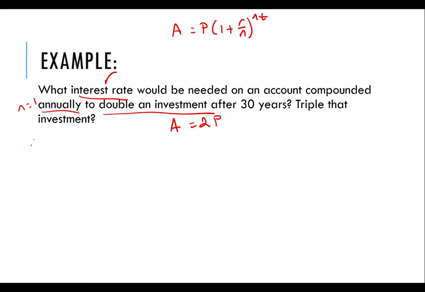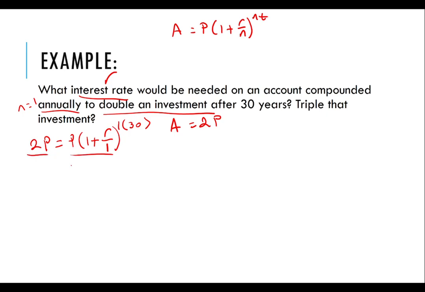Double the investment is 2P is the amount, and then that's going to be equal to the principal that we don't know, times 1 plus the rate that we don't know, divided by n equal to 1, raised to the 1 times 30 years. Alright, great. Now let's look at what we have. Well, we've got this 2P is equal to P times 1 plus r to the 30. Alright, so let's clean it up a little.